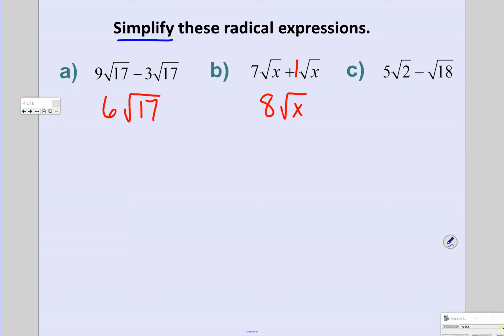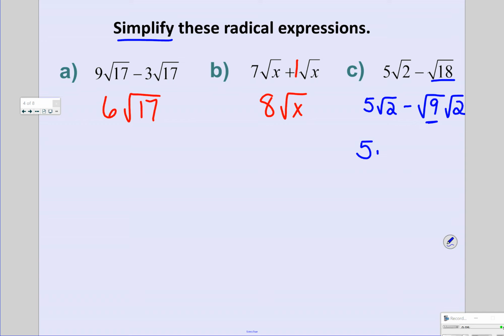When it says simplify, not only are we trying to do the operation like add or subtract, but we're also looking to see that none of our radicals have a perfect square factor in them. So square root of 18 can be simplified further. 5 square root of 2 can't be simplified, but the square root of 18 is the same thing as the square root of 9 times the square root of 2. And that's important to realize because the square root of 9 is the same thing as the number 3.